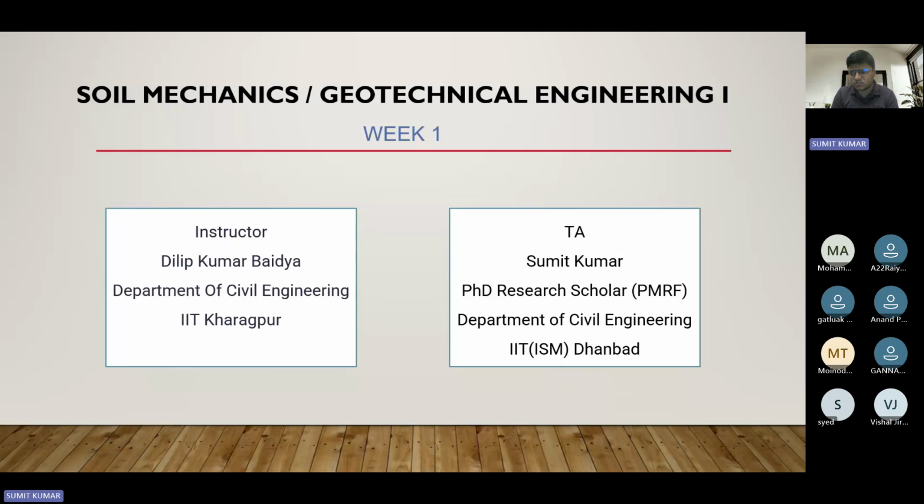This is the first lecture. So now I'm starting with my brief introduction and some instructions which I usually keep during the class. My name is Sumit Kumar. I am a PhD research scholar at the Department of Civil Engineering at IIT ISM Dhanbad. This is the soil mechanics course, which is also called Geotechnical Engineering 1. It is taught by Dilip Kumar Vaidya sir at NPTEL. In this course we are going to study the basics of soil mechanics.